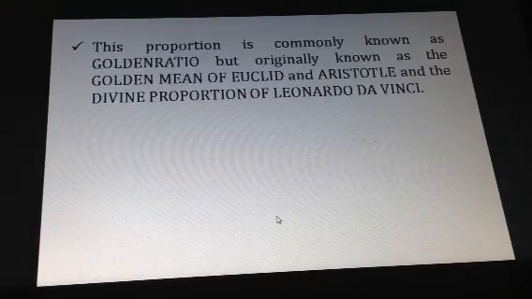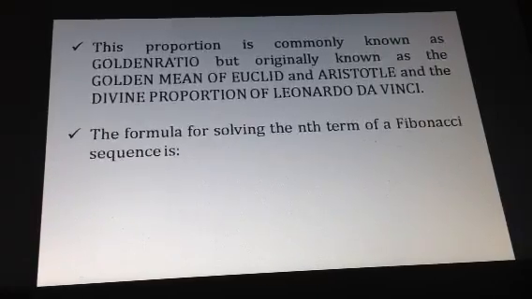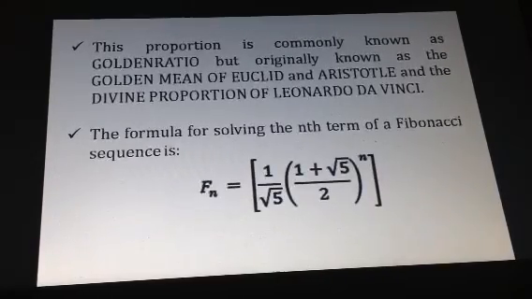formula na iyon? So, this proportion is commonly known as the golden ratio, but originally known as the golden mean of Euclid and Aristotle, and the divine proportion of Leonardo da Vinci. So, the formula for solving the nth term of a Fibonacci sequence is f of n is equal to 1 over square root of 5 times 1 plus square root of 5 over 2 quantity raised to n.